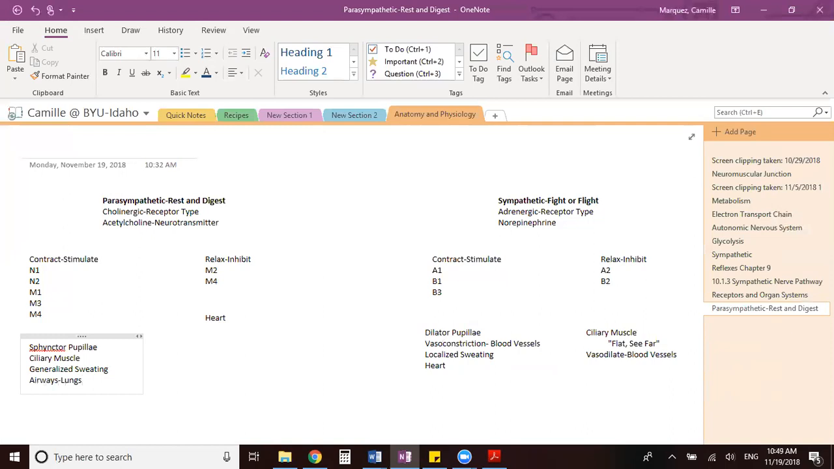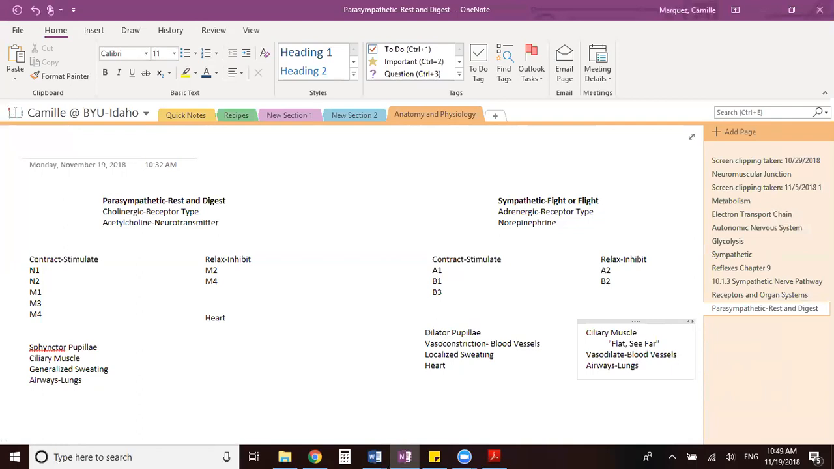Whereas in a sympathetic response, if we're running for our lives, we need a lot of air to help us get oxygen to our muscles so that they can move. So our airways are going to relax and become bigger. And so we're going to use a relaxing transmitter there. So those are the things.